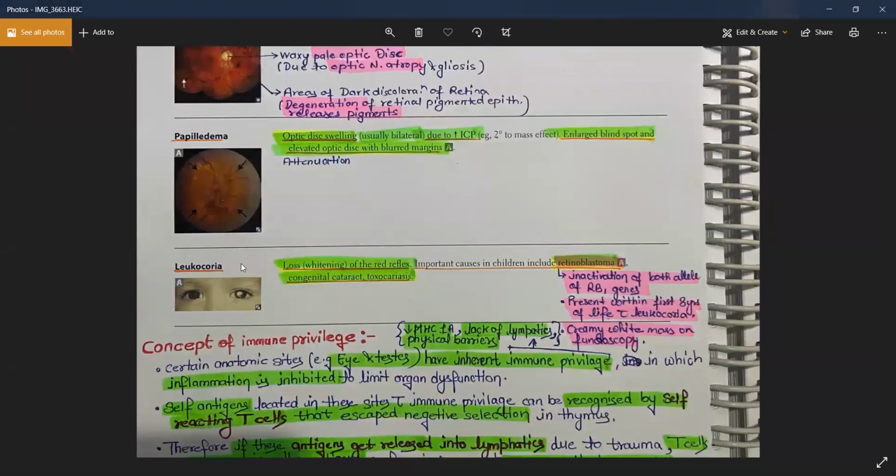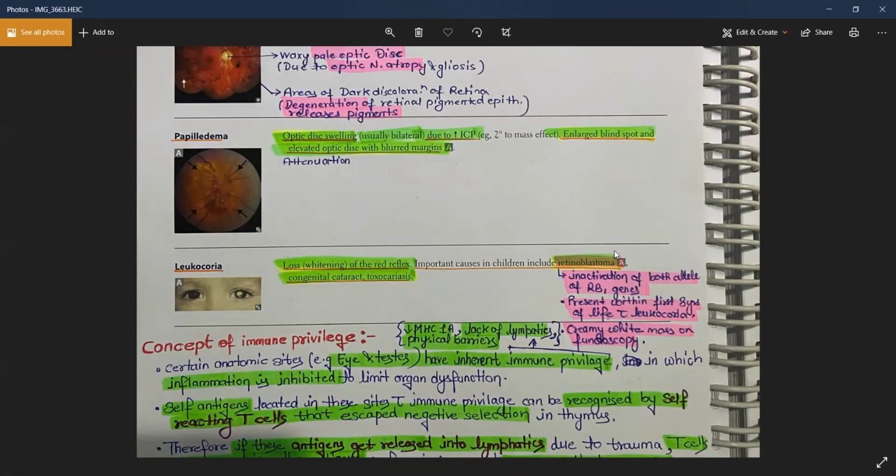Then you have the leukocoria, that means a loss of red reflex. We have discussed why the red reflex occurs, right? But if you have any opacity in your lens, that will prevent this red reflex, right? And the most common, or you can say the most important cause in children is the retinoblastoma. Okay, it can happen because of a congenital cataract, like in case of congenital rubella syndrome. You can have this in case of toxocariasis, right? So remember three causes: toxocariasis, congenital rubella syndrome, and the retinoblastoma. All of them can cause a leukocoria, loss of red reflex.